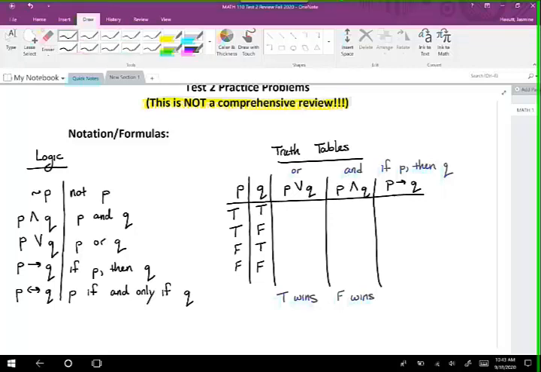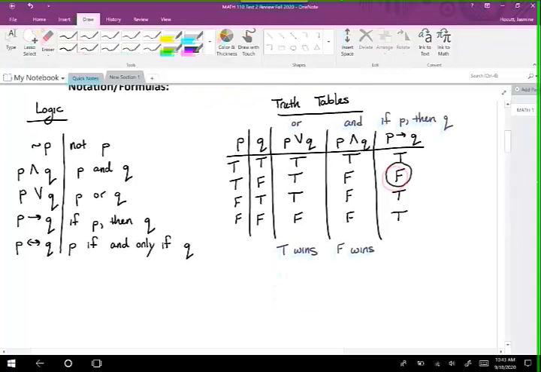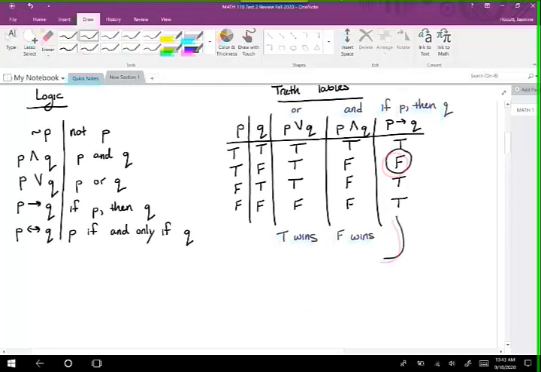Okay, let me fill in those tables. For or, true wins, and so any row with a T will have T as its answer, and only the last row has a false. The and is kind of the opposite, where there's only one row that's true, and every other row has a false in it, and so the whole thing is false. And then lastly, for the if P then Q, that's going to be T, F, T, T. The way I remember this table is to just remember the false one. There's only one false in that column.